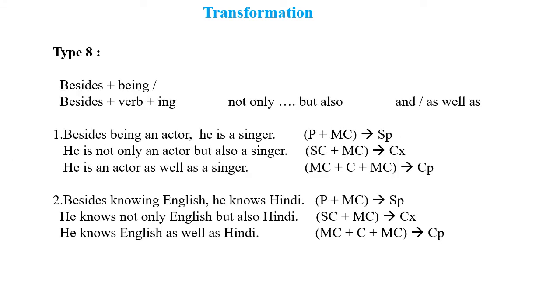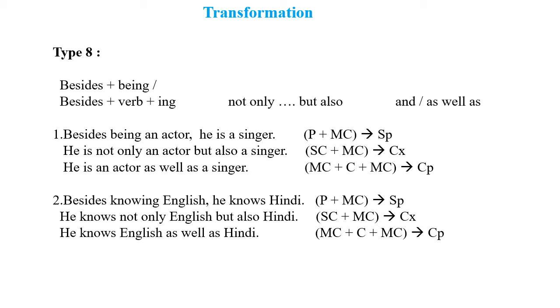Type 8, besides plus being or besides plus verb plus ing, not only but also and as well as. All the people are doing dual roles. Nobody is doing only one role in the world, I think. Everybody takes part. For example, you are a student as well as a son for your parents.